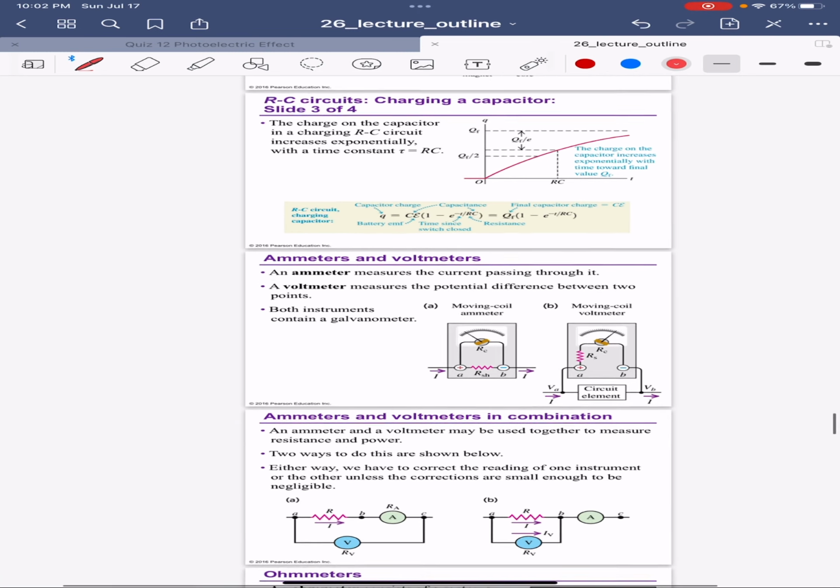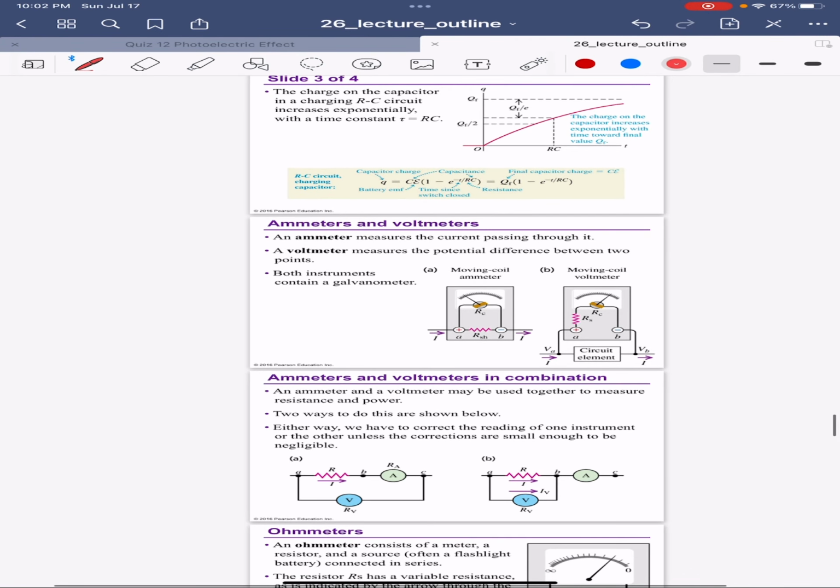Ammeters and voltmeters in combination. An ammeter and a voltmeter may be used together to measure resistance and power. Two ways to do this are shown below. Either way, we have to correct the reading of one instrument or the other unless the corrections are small enough to be negligible.